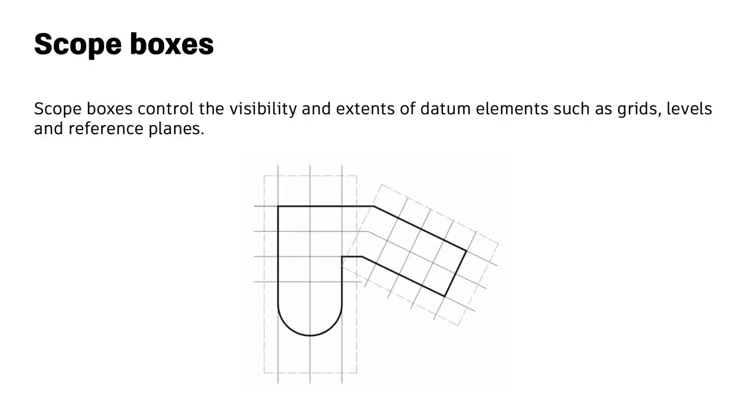A scope box can control the visibility and extents of datum elements such as grids, levels, and reference planes. In the example below, two scope boxes are used to control the position and vertical extents of a grid.